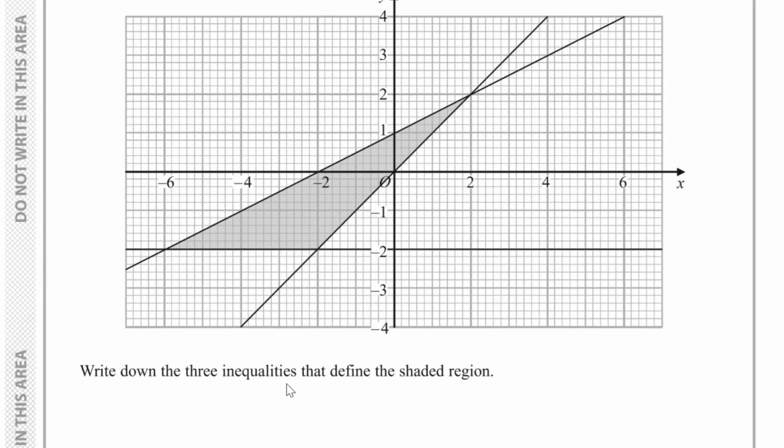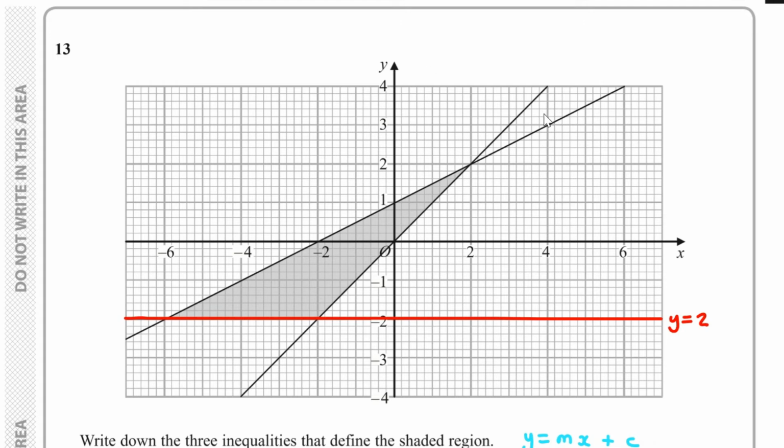Question 13. We have to write down 3 inequalities that define the shaded region. So for us to do that, what we need to do is find out the equations of each of these lines, and from that we can write down the corresponding inequalities. What we should know already is a straight line is of the form y equals mx plus c, where m would represent the gradient and c would represent the y-intercept. So if we take a look at this line over here, and perhaps what I can do as well is draw over it. This line here is the line y equals 2.